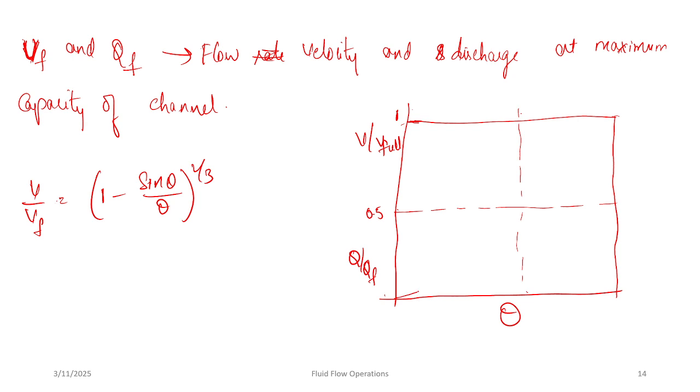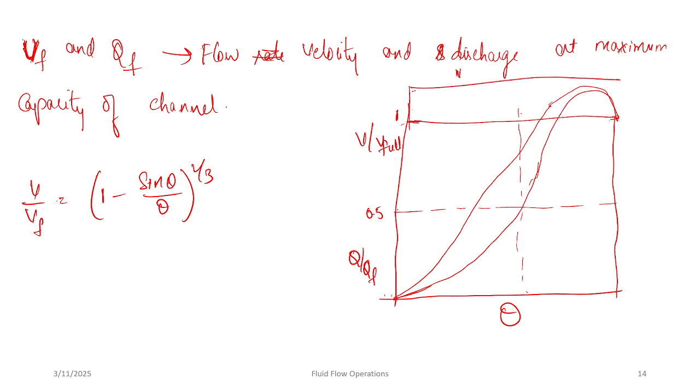So Q by Q full varies something like this. It will pass through, it will overshoot the value of 1 and then it will finally come to 1. And V by V full also looks something like this, following the same behavior. It will overshoot the value of 1 and then finally come to 1. This maximum value will be 1.2.